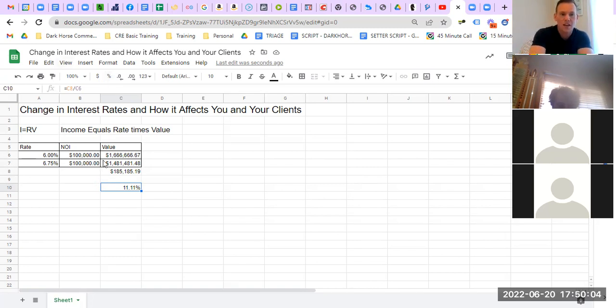Do you guys see where I got that? All I took was the difference between what it was worth at a 6 cap and what it's now worth at a 6.7 cap with the same NOI. And the difference is 185,000.